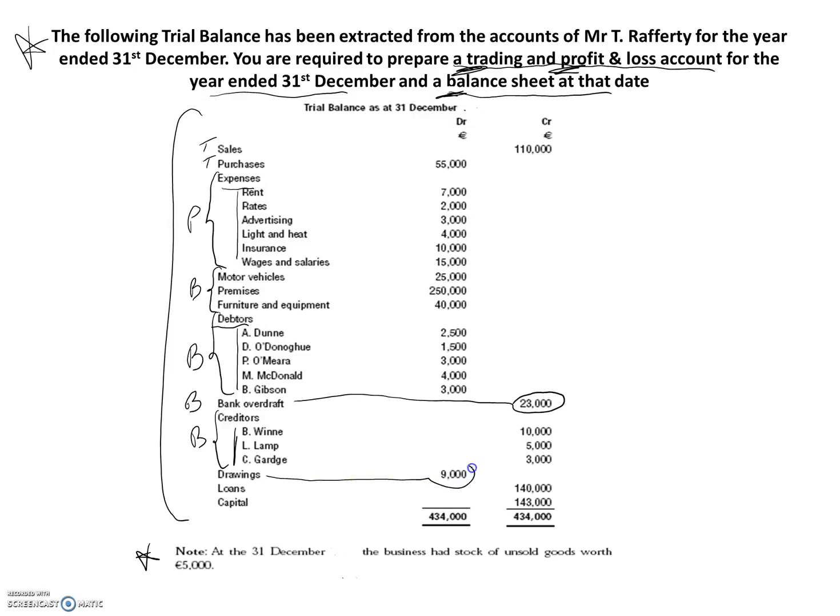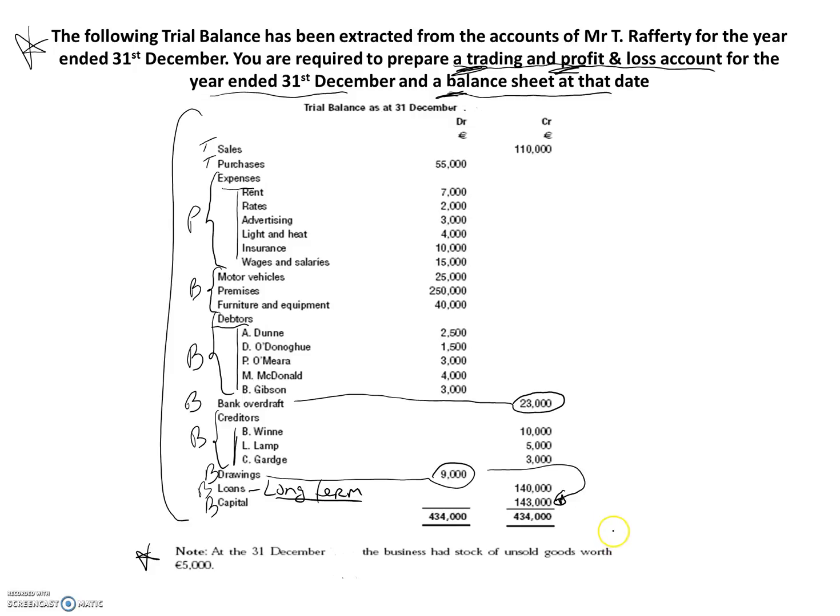The drawings will go into the balance sheet as well, and in fact it'll be an adjustment against the capital. So the drawings we will link in with the capital when we look at the balance sheet. The loans, long-term loans, balance sheet, and capital goes into the balance sheet. Now it doesn't actually say here that the loans are long-term. We will just make an assumption now that it is in fact a long-term loan.